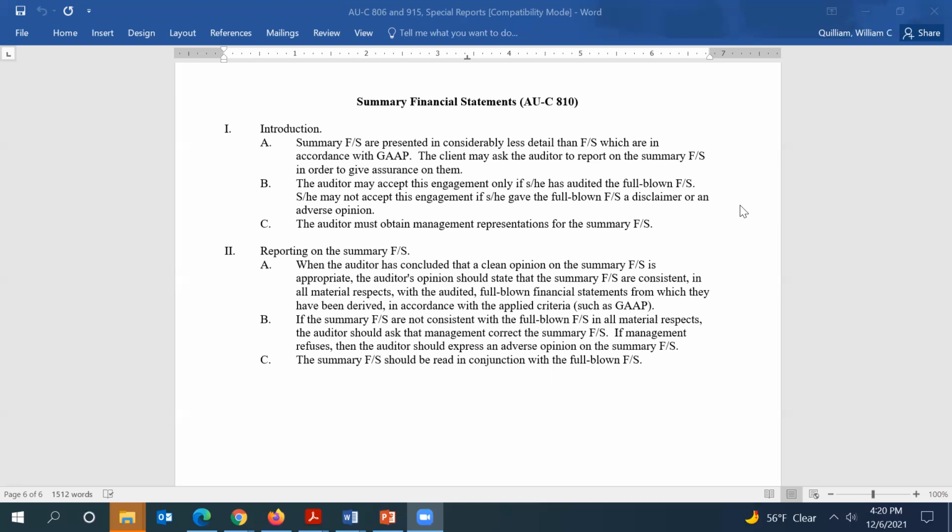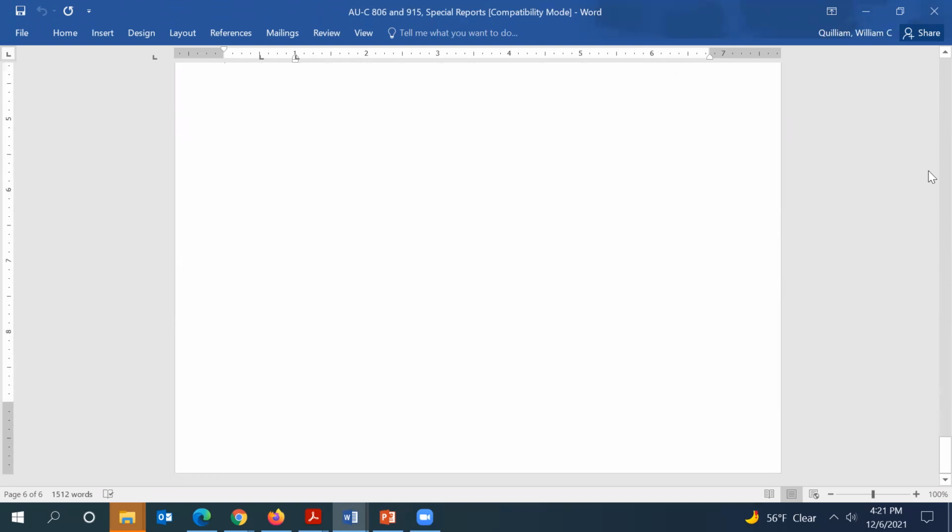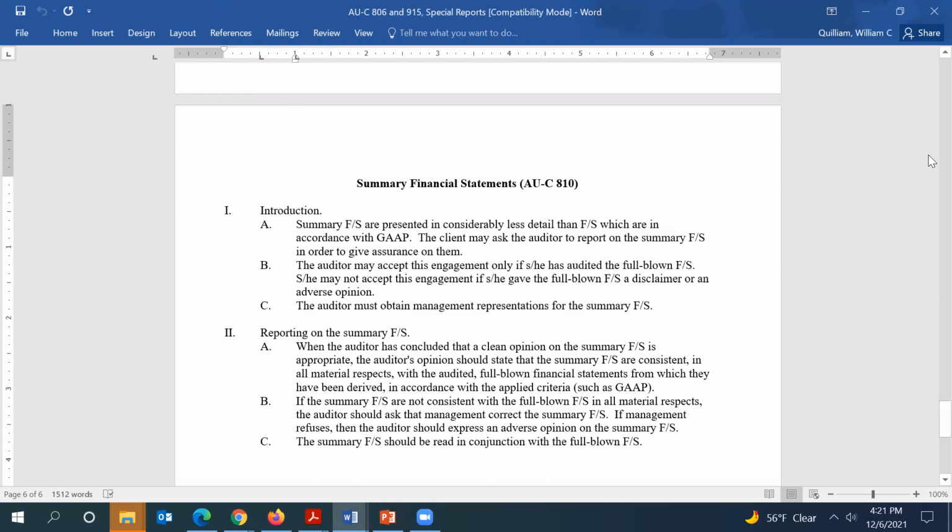And C, we always warn everybody that the summary financial statements should be read in conjunction with the full-blown financials, because summary financials just don't have enough detail in them. GAAP, quite frankly, doesn't like them too much because they're not in accordance with GAAP. So we always have that warning there so that nobody is confused. Nobody can say, oops, we thought these summary financials represented GAAP financials. No way. So any questions there about summary financial statements?